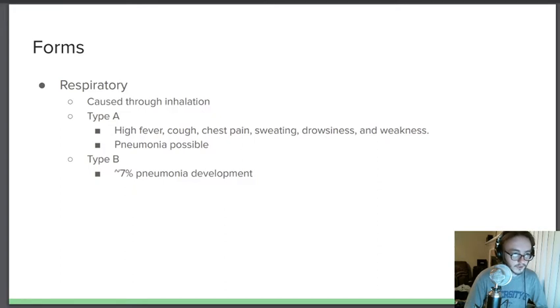Finally, there is the respiratory form, which is caused through inhalation of an infective agent. For instance, in one case in Massachusetts, 2 adolescents were mowing a lawn and mowed over a rabbit carcass which had been infected, creating an aerosol of some of the rabbit's material, which they then inhaled, infecting them with the bacteria. Type A results in a high fever, cough, chest pain, sweating, drowsiness, and weakness, and can likely result in pneumonia if not treated. And type B comparatively has a much lower chance of pneumonia development of only about 7%.